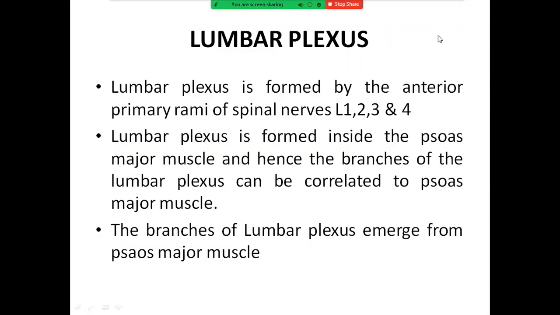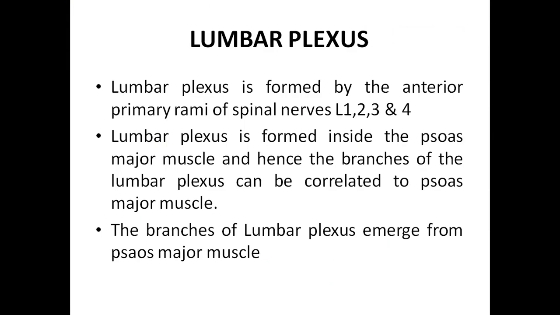About the topic lumbar plexus. Let us discuss this lumbar plexus in an easier and interesting way with the help of mnemonics. Lumbar plexus is formed by the anterior primary rami of the spinal nerves L1, L2, L3 and L4. This plexus is formed inside the psoas major muscle, and hence the branches of the lumbar plexus can be correlated to psoas major muscle. I'll explain you with the diagram.